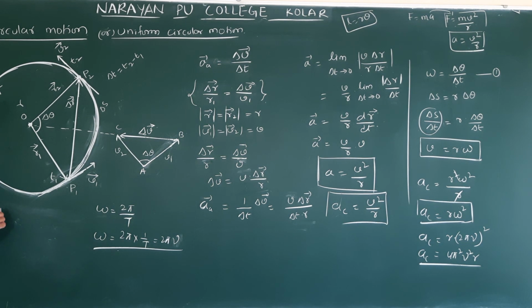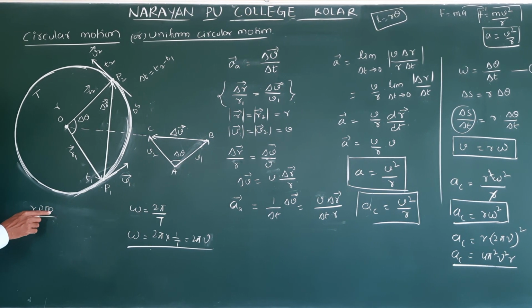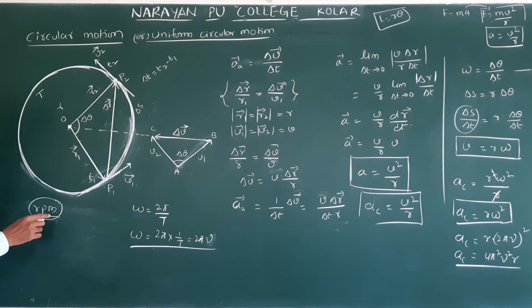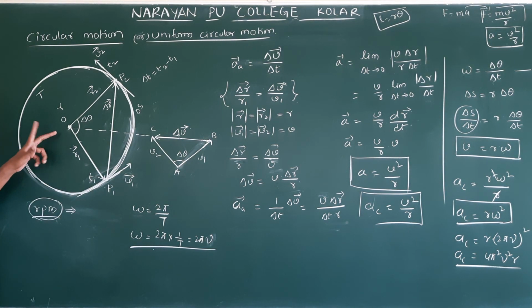RPM means rotation per minute. RPM means what? Rotation per minute. This they will always give in the question. In the question we do expect this word, rotation per minute. This we need to convert into radian per second, because angle we measure in radians.